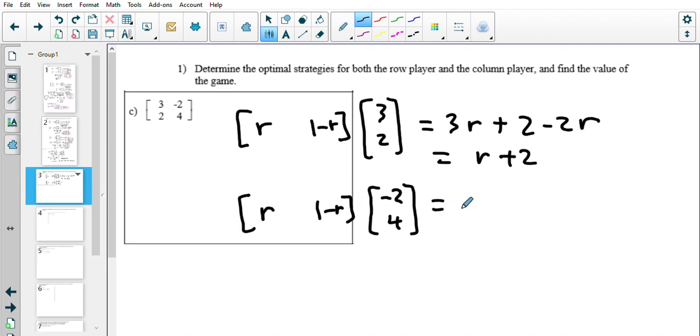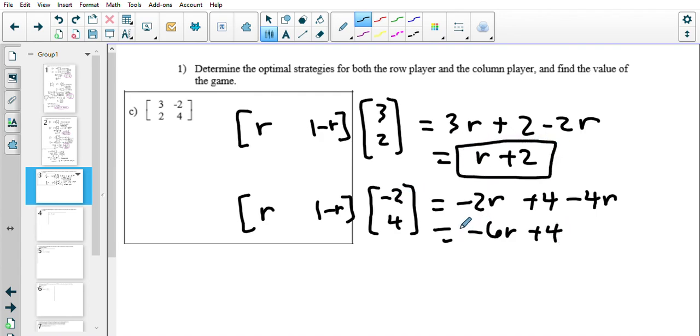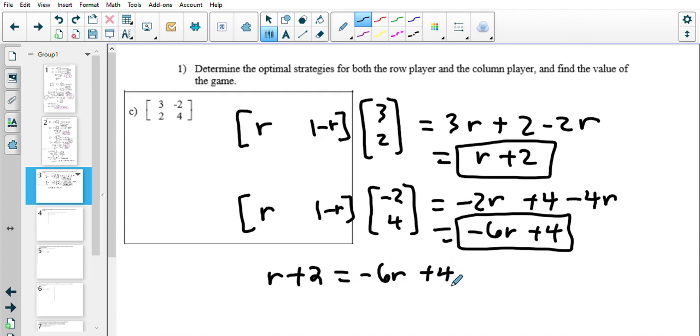That'll give us negative 2R plus 4 minus 4R, or negative 6R plus 4. So then we'll set our two results equal to each other, and that will give us R plus 2 equals negative 6R plus 4. So let's add 6R to both sides and subtract 2 from both sides.